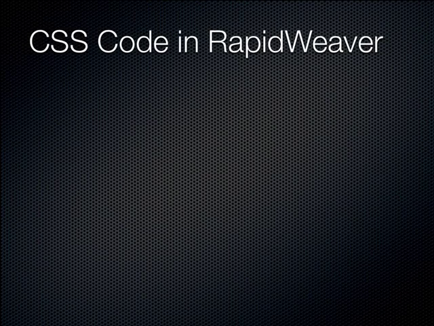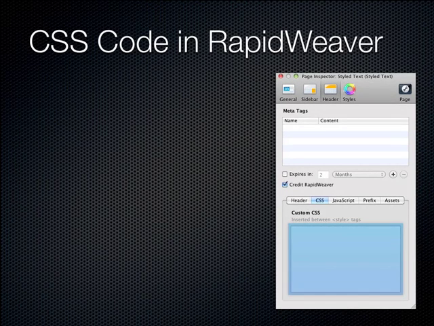Now, when adding CSS to RapidWeaver, we'll be entering the code in the page inspector here, as I mentioned in the tools video. CSS code is actually quite simple to understand, and it follows a specific format. First, we have to type in the special name for the exact section that you want to change. This is so that RapidWeaver knows what piece of the puzzle you're referring to.